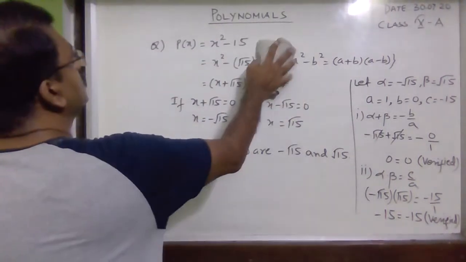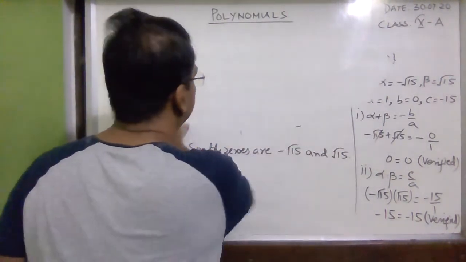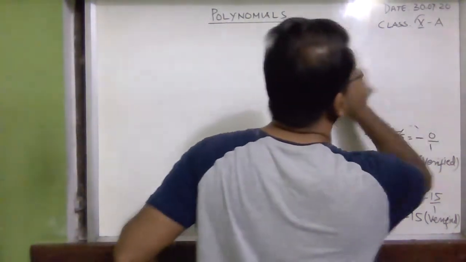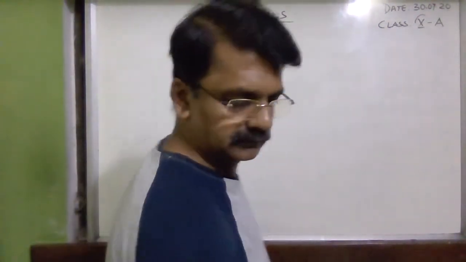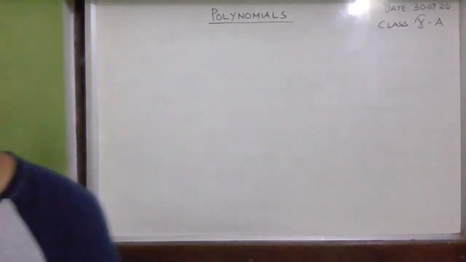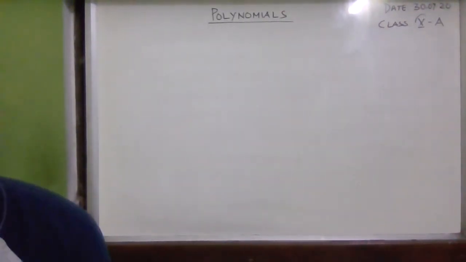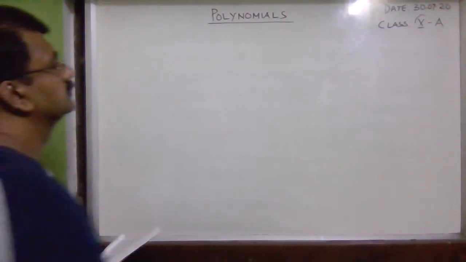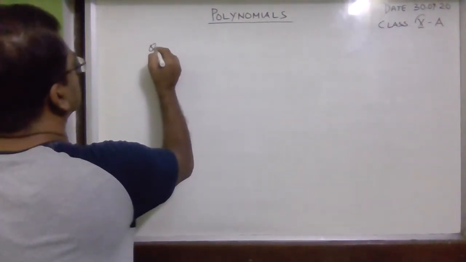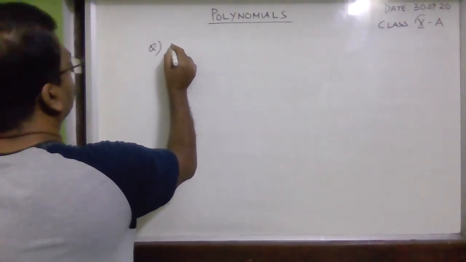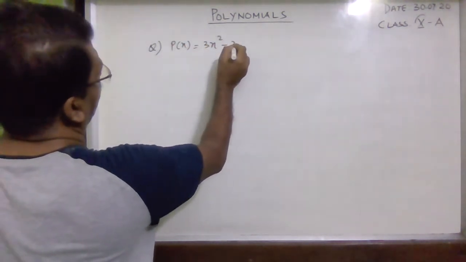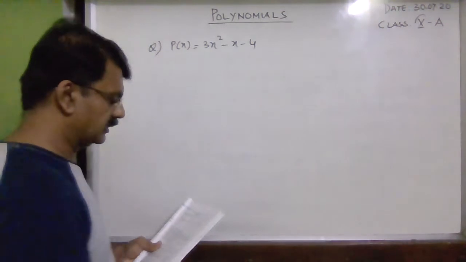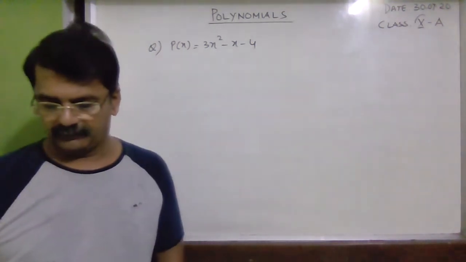Now the next question. Next question is p(x) is equal to 3x square minus x minus 4. 3x square minus x minus 4.